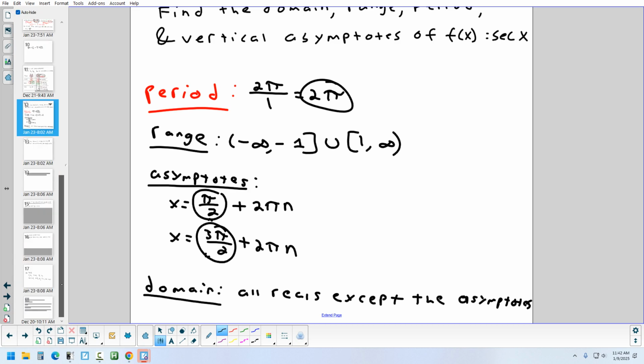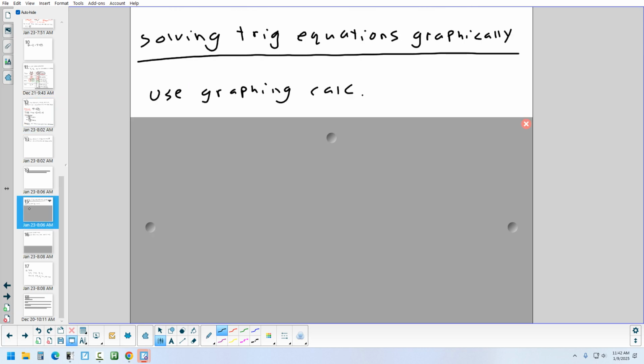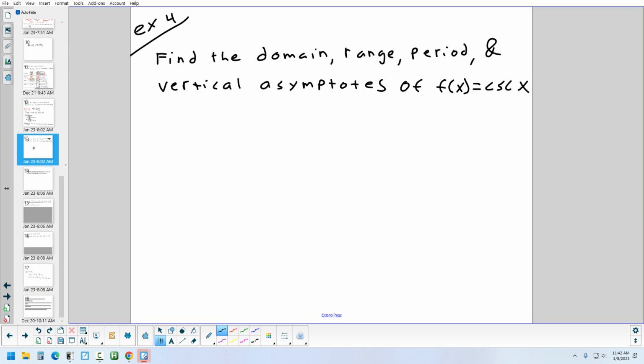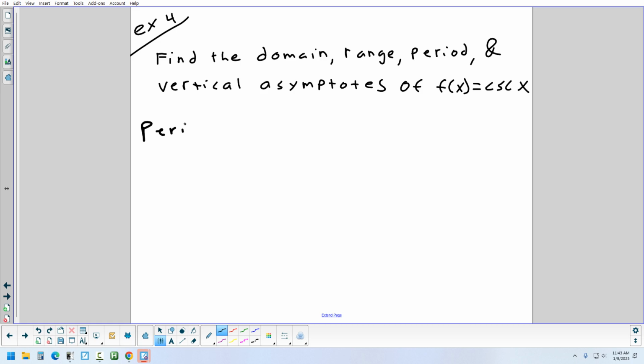Okay, so let me see. That's kind of what we did in last night's homework. Okay, we can try this one real quick. It's cosecant. It's almost the same as secant. Shouldn't take us as long.